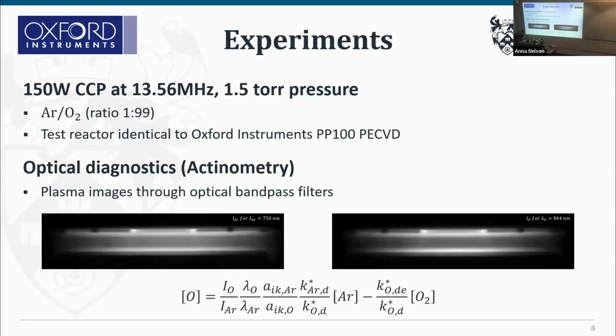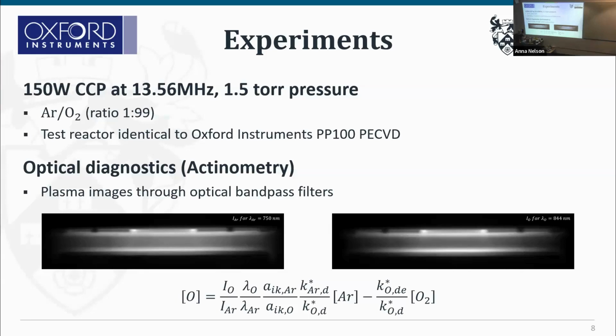strong emission lines. Whenever we have a discharge with argon oxygen mixture, we can think of two strong emission lines from the plasma. One corresponds to argon, at 750 nanometer wavelength, which is the direct excitation of argon neutral. Similarly for oxygen, it is 844 nanometer wavelength. So we use two optical bandpass filters, and we capture these plasma images.